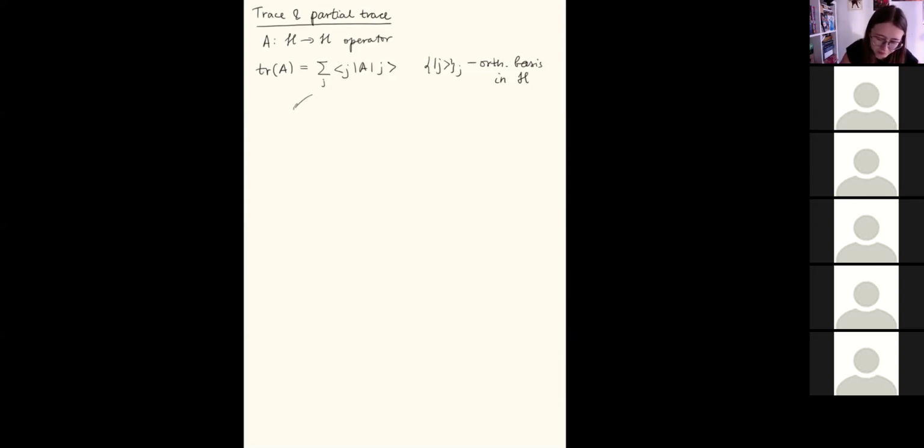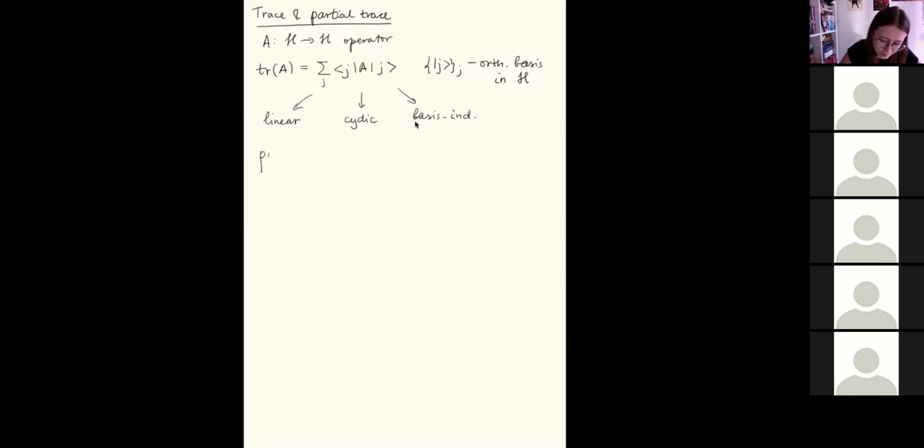There are certain properties which this trace operation has: it is linear, it is cyclic, and it is basis independent. I expect that you'll probably have seen these properties, so I will not go much into them. If you want to recap that, just look at the exercise sheet and try to prove these properties there.